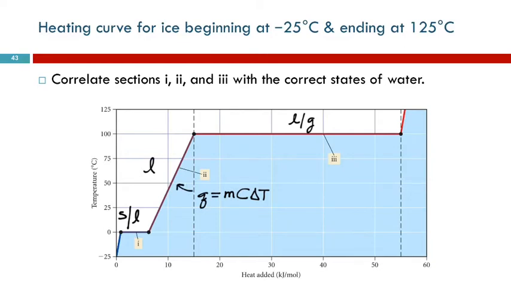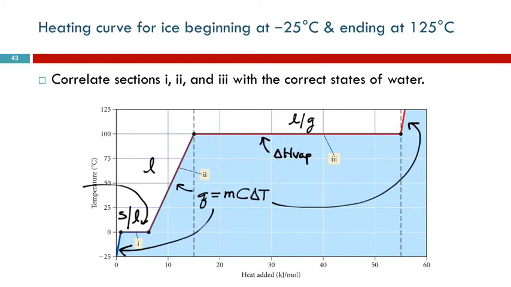So for this segment, and for this segment down there, and for this one. That's how you calculate the amount of energy needed. For the flat places, you're going to use the heat of fusion or the heat of vaporization as a conversion factor. So for this one, you're just going to use delta H vap, heat of vaporization. And for this one, you're going to use the heat of fusion.